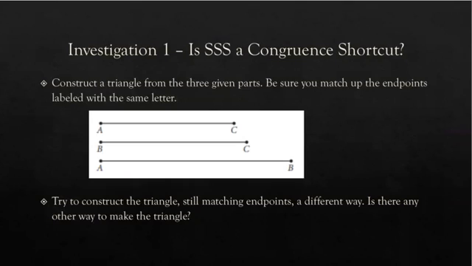We're going to construct a triangle from the 3 given parts. Be sure you match up the endpoints labeled with the same letter. Try to construct the triangle matching endpoints a different way. Can you find another way to make a different triangle? So the easiest way would be to get patty paper and trace these, but if you would like to use a compass, you could also draw 3 different lines. And using a compass, you could draw a big arc to see where they intersect and if you could get more than one intersection.